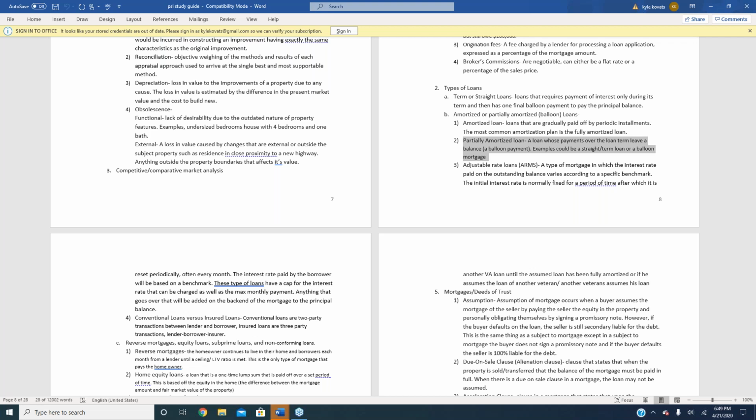If I take out a loan for 500 grand on a 30-year amortization schedule, but a 10-year term, that means the loan term is 10 years, but I'm paying it back as if I borrowed the money for 30. So after 10 years, I'm going to have a big lump sum payment due, called a balloon payment.